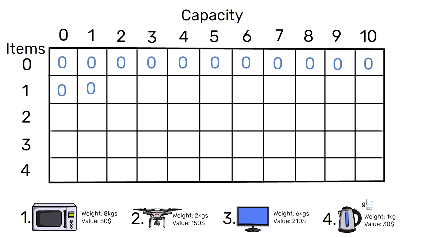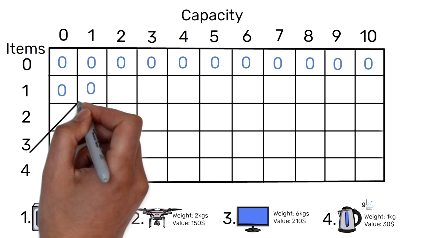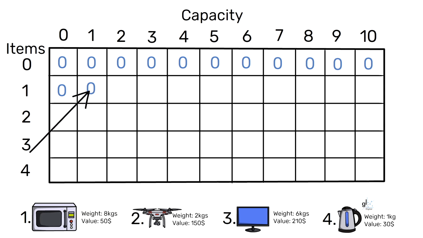If you think about it in practical terms, at this point in the execution of the algorithm, the code is considering if the microwave, which has a weight of 8 kgs, can be stored in the container when it has a capacity to hold 1 kg of weight. This is of course not possible, so by recording 0 at this point, we know that no item can be stored in the container at this point. So this same logic applies until we reach a capacity of 8. So let's record 0 up until the capacity is equal to 8.